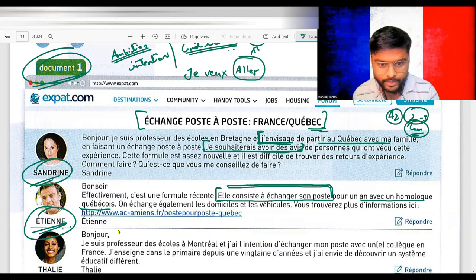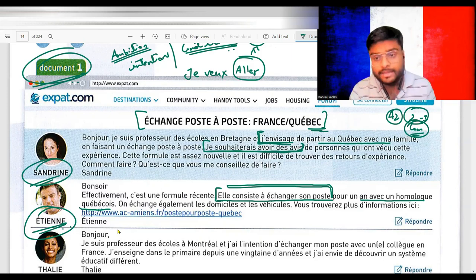All right. Now, if you want to say things like "these things are available in this forum or in this post," instead of going with very A1, A2 kind of vocabulary, you can also use "elle consiste à échanger son poste." Elle consiste à, all right. So these kinds of things will help you to score good marks.